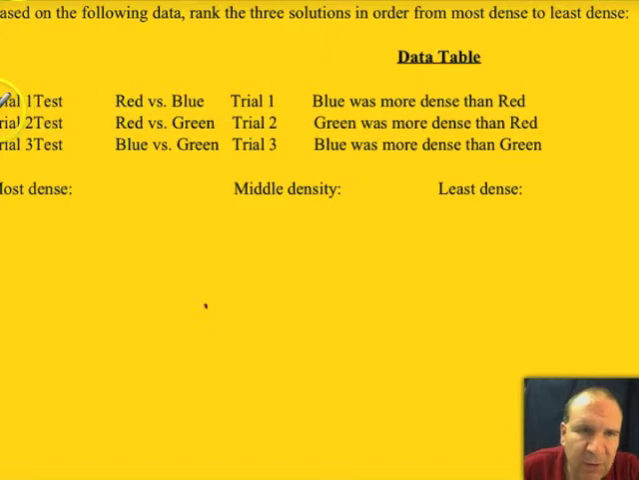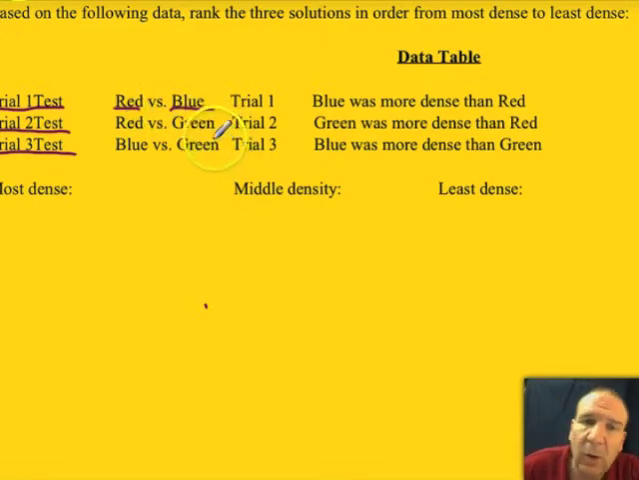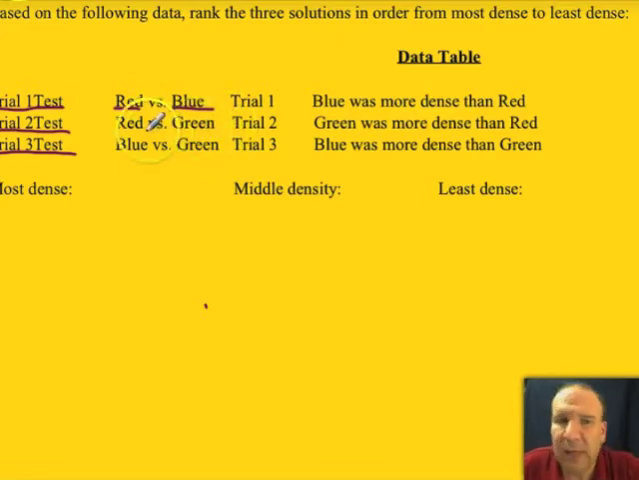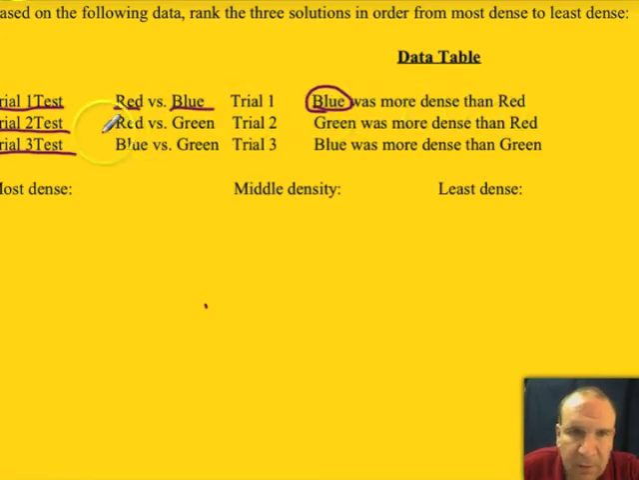So we had 3 trials, or 3 tests. Test 1, test 2, and test 3. And what we're doing is we're looking at relative density. We're not actually finding the density of these liquids. You're looking at how dense is one relative to another. So red versus blue, trial 1. Blue was more dense than red. So the blue one, I'm going to circle it, was more dense than the red. Second one, red versus green. The green was more dense than the red. Blue versus green. The blue was more dense than the green.